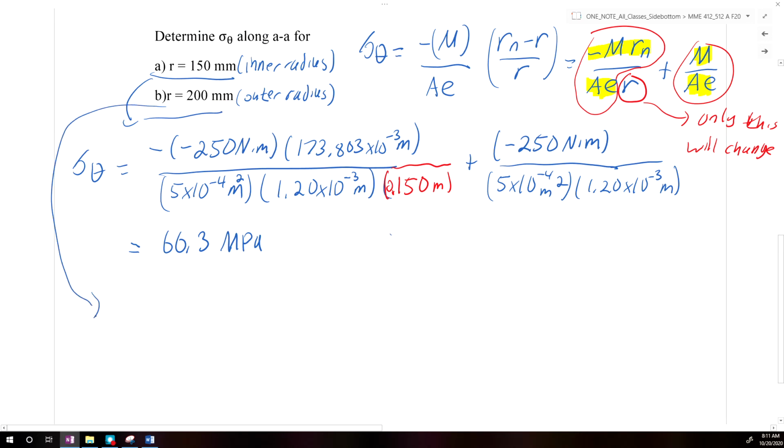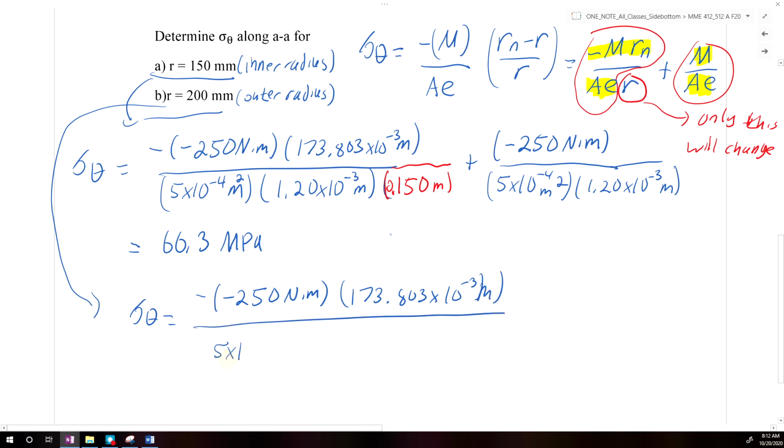Then we can repeat this process for R equal to 200 millimeters. Most of these terms are going to be the same. We still have our 250 newton meter moment. We still have 173.803 times 10 to the minus third meters. On the bottom, we have 5 times 10 to the minus 4 meters squared times 1.20 times 10 to the minus 3 meters. And then our radius this time is going to be equal to 0.200 meters.